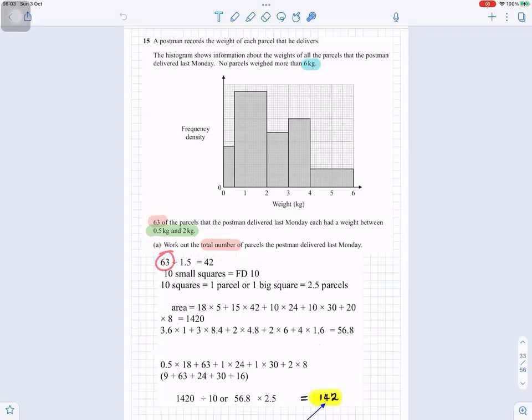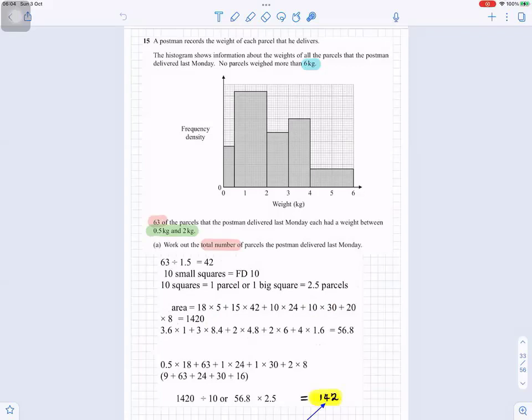So 63 divided by 1.5 gives you 42. So 10 small squares in frequency density 10. So 10 squares equals 1 parcel, or 1 big square equals 2.5 parcels. So find the area. 18 times 5 plus 15 times 42 plus 10 times 24 plus 10 times 32 plus 20 times 8. It gives you 1420.